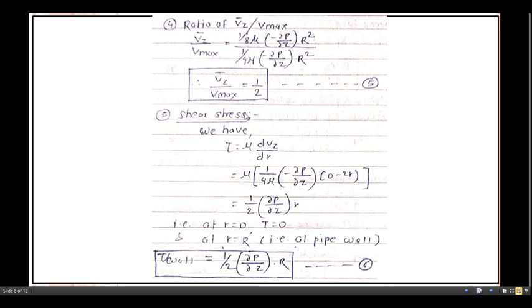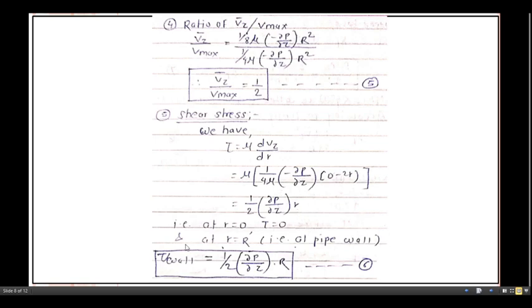In case of the shear stress, we know tau is nothing but mu into dVz by dr. Already this Vz term is with us. By taking the derivative of the same, you can get tau equals 1 upon 2 into dP by dz into r. Here the minus minus becomes plus.